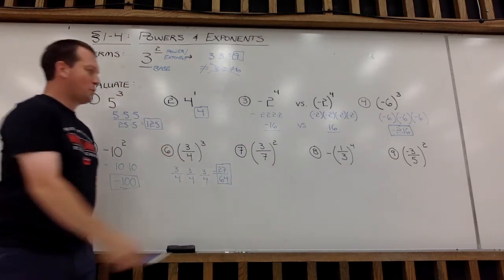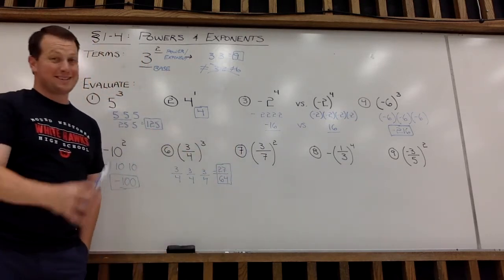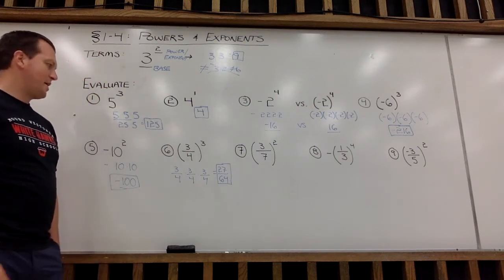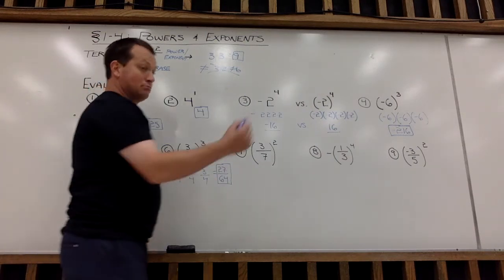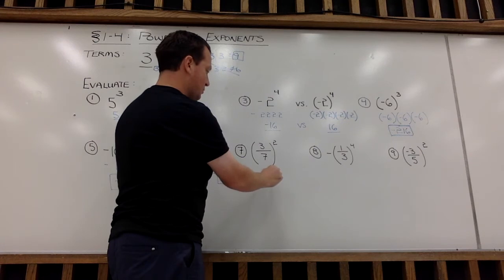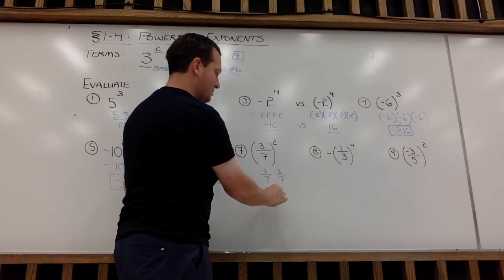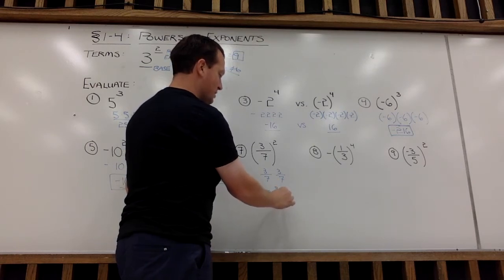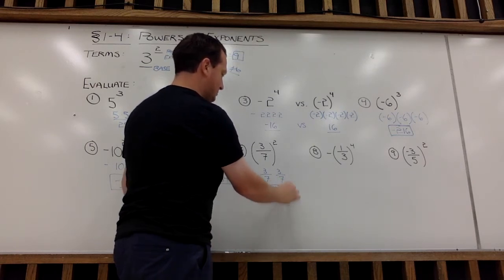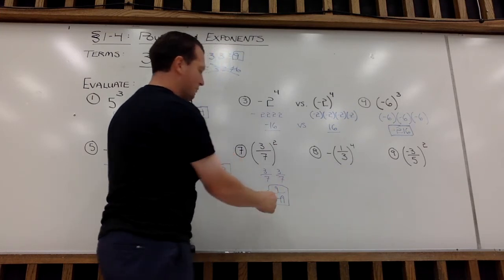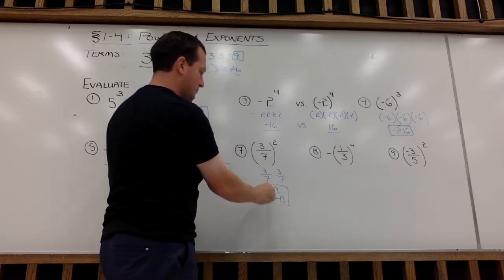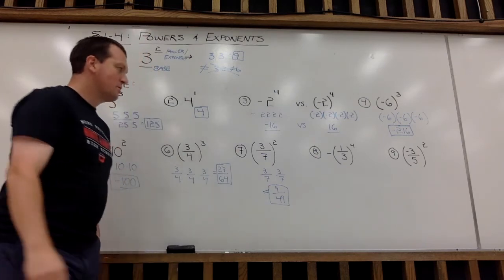Similarly, with 3/7 squared, I'm going to take 3 over 7 and multiply that out twice. 3 over 7 times 3 over 7. 3 times 3, 9. 7 times 7, 49. So 9 over 49. Sorry, I got a little sloppy there.